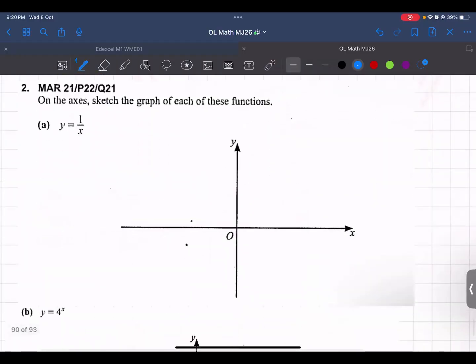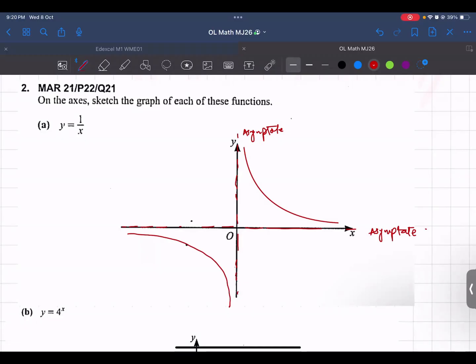This is 1 over x. We just did this one. And this had horizontal asymptote, x-axis, vertical asymptote, y-axis. Label it that this is an asymptote. This is an asymptote. It is in the first and third quadrant, so sorry, yes, first and third. That's it.